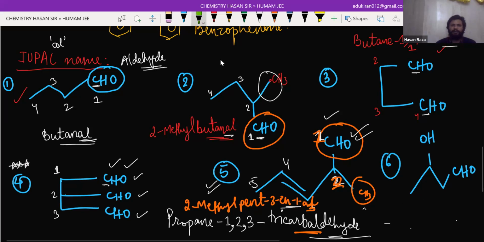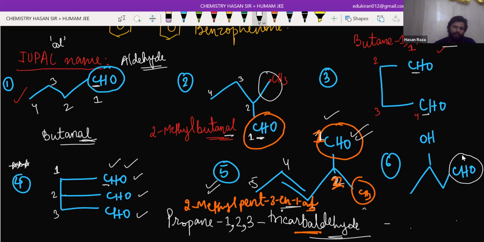So please do write it. Let me discuss the last one. See, now you have two functional groups, aldehyde and alcohol. Do you know which one is senior, aldehyde or alcohol? Do you know? Yes or no? Aldehyde is senior. That's correct. I will give you today from the NCERT which one is senior and which one is junior.